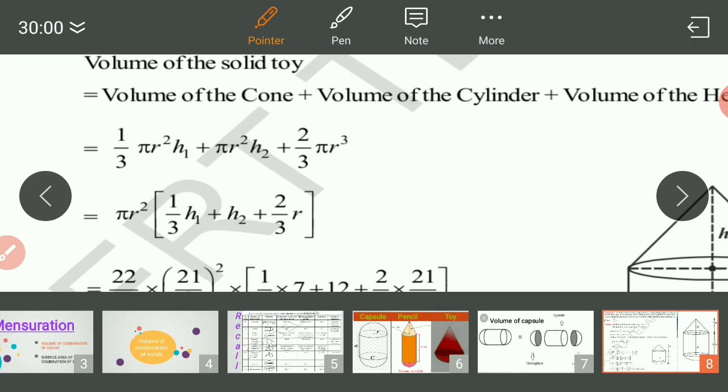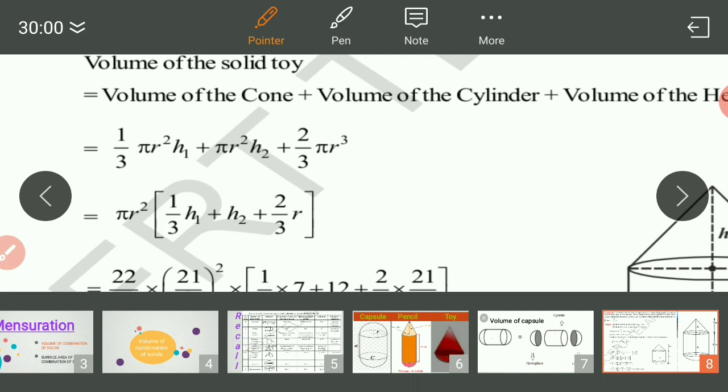Okay, first of all, volume of cone equals 1 by 3 pi r square h, but here we take that h as h1. Okay, plus volume of cylinder, that is pi r square h2, and volume of the hemisphere 2 by 3 pi r cube.